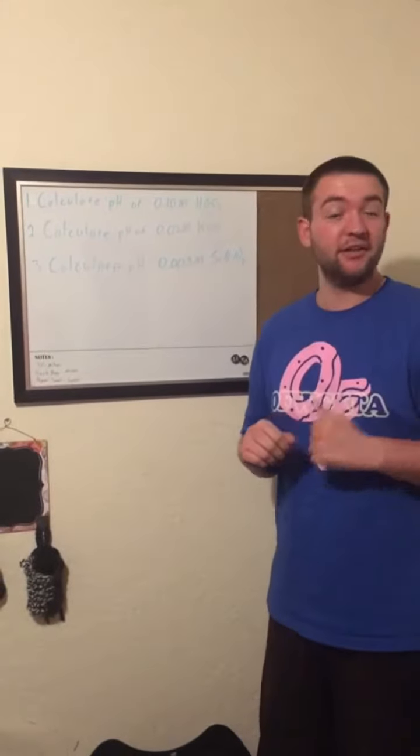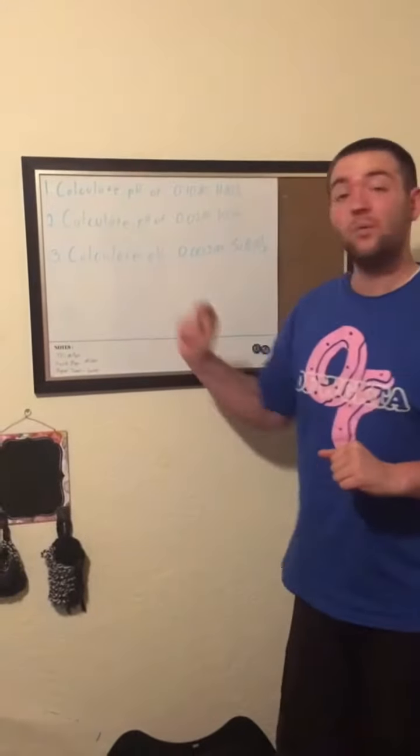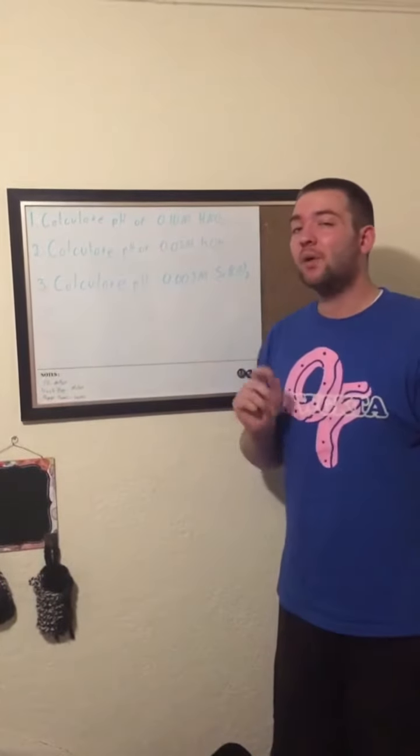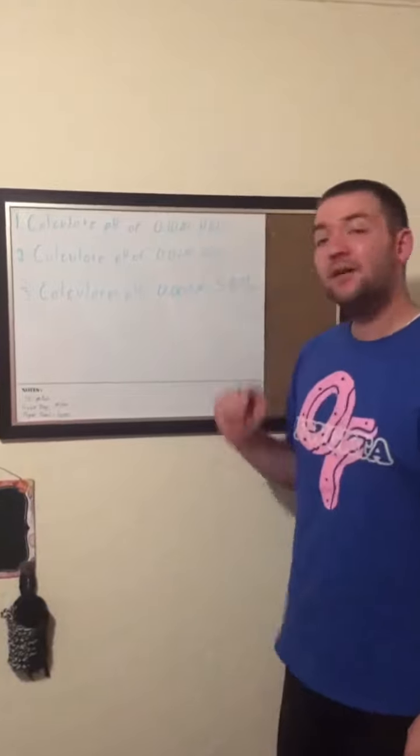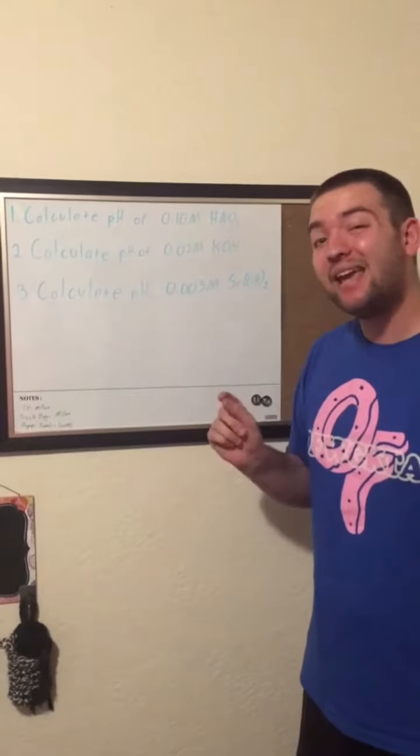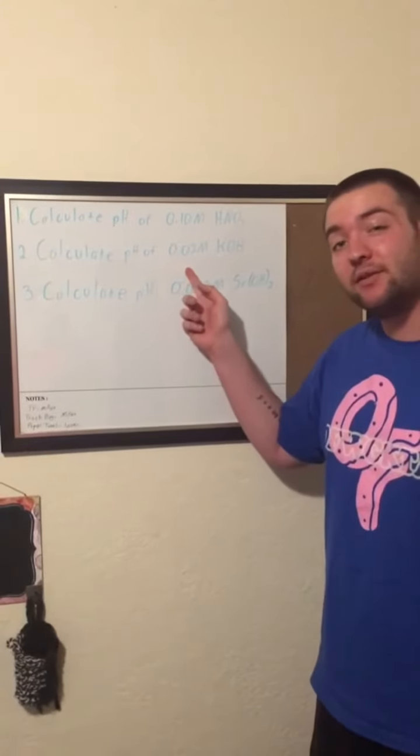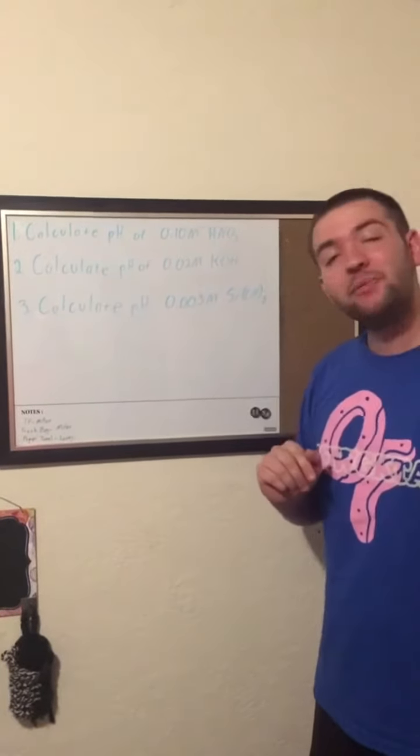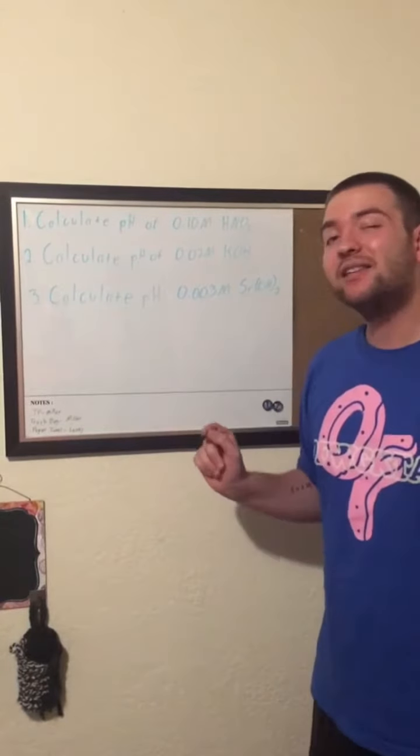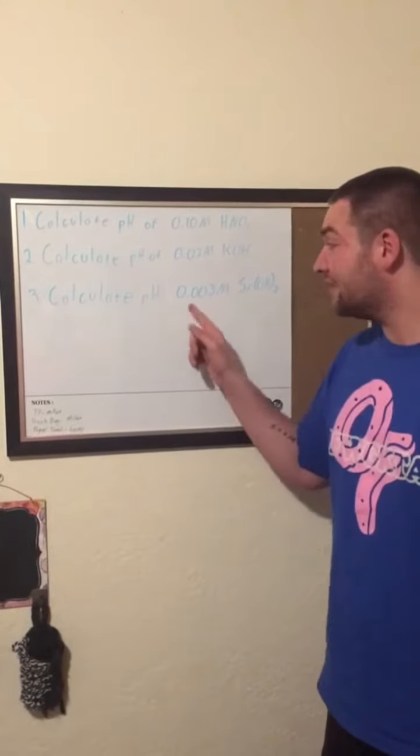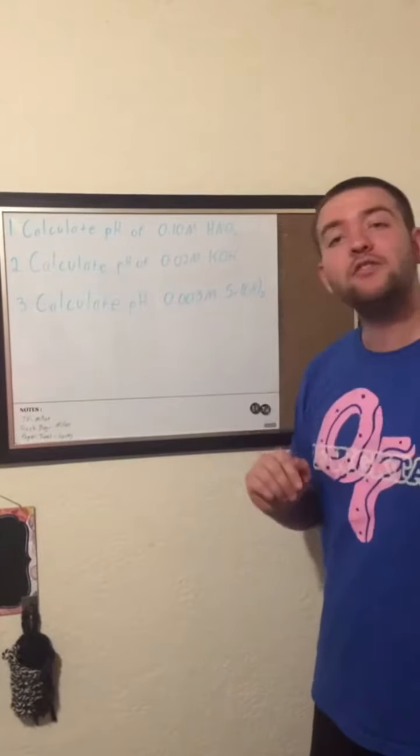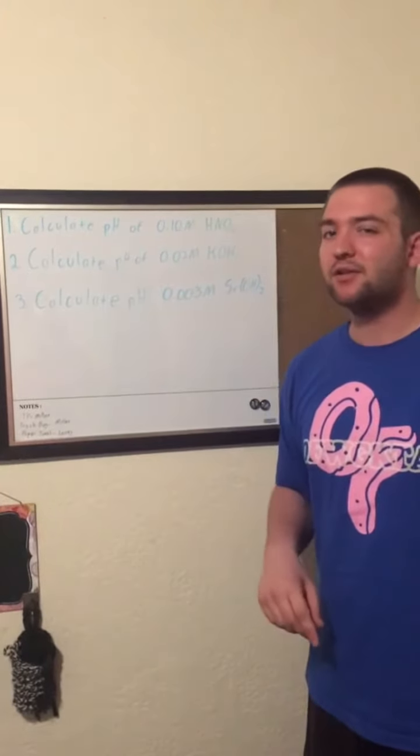As promised, here are your next set of questions. 1. Calculate the pH of a 0.1 molar solution of nitric acid. 2. Calculate the pH of a 0.02 molar solution of potassium hydroxide. And finally, calculate the pH of a 0.003 molar solution of strontium hydroxide. Think you can do it?